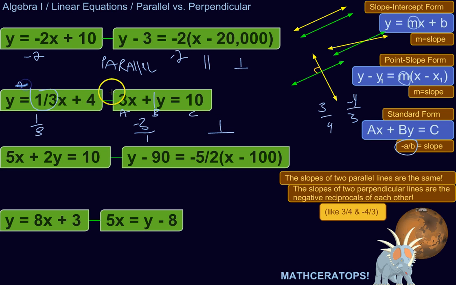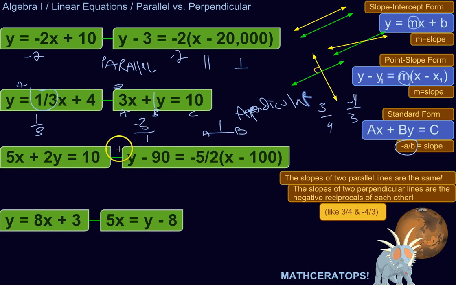Therefore, these lines are perpendicular to each other. Let's call this line A and this line B. Line A is perpendicular to line B. Perpendicular.